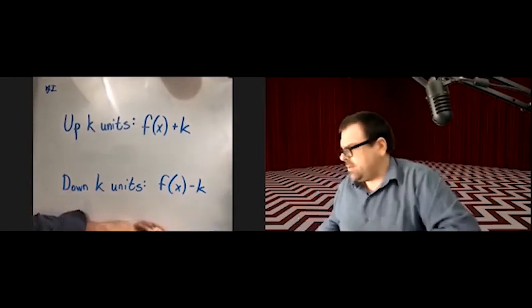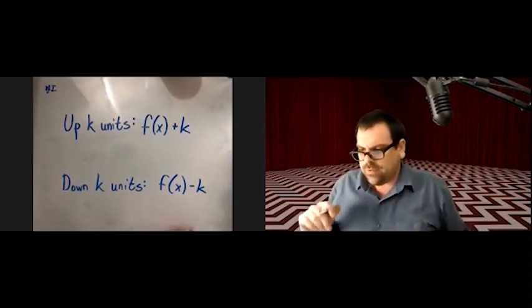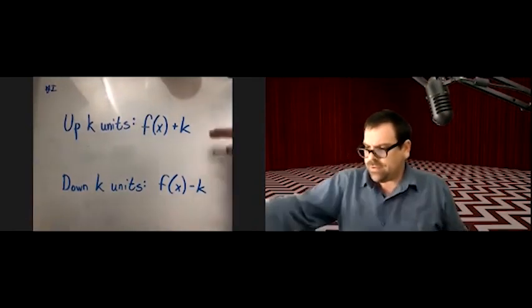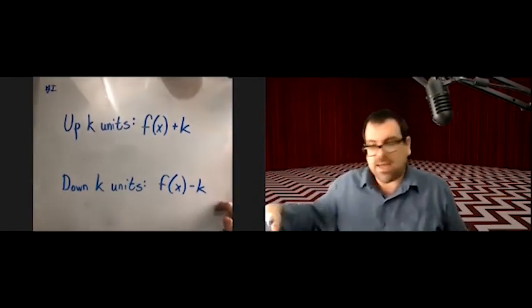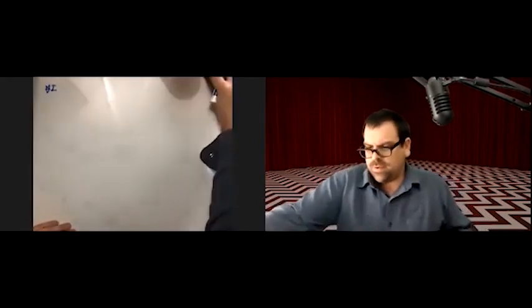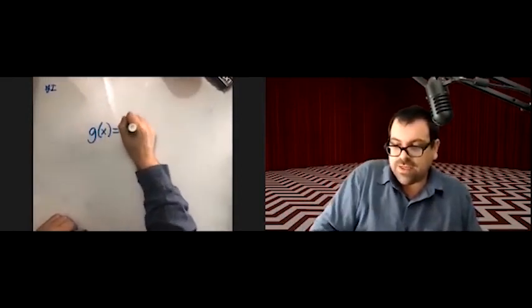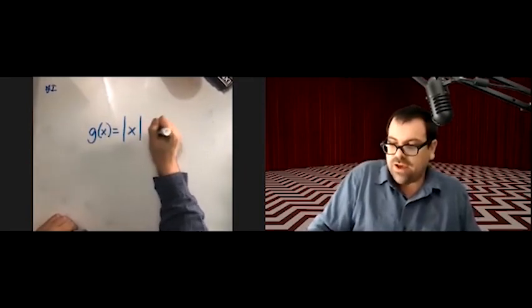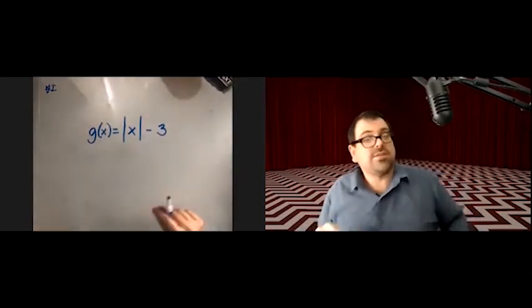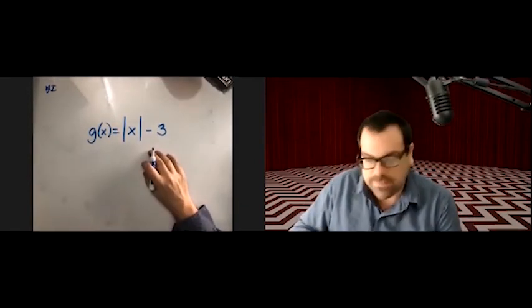What does this mean? Well, let's say, so up k, down k. Let's say we had the function g of x equals the absolute value of x minus 3. And we wanted to graph this.